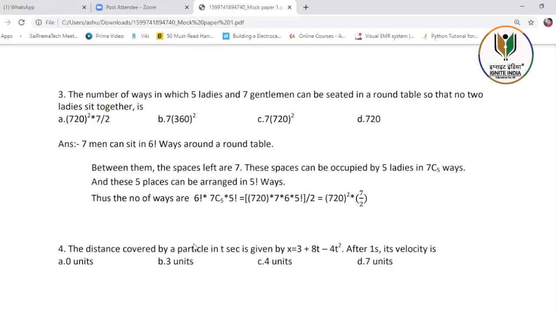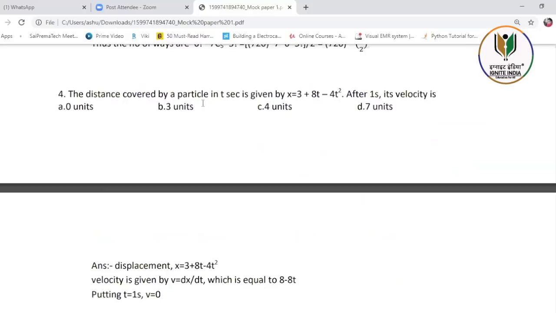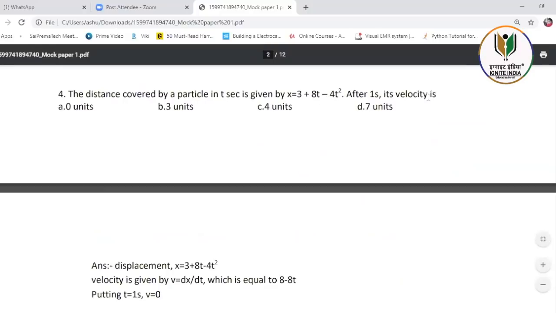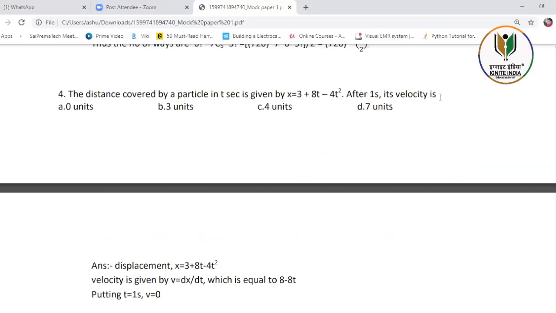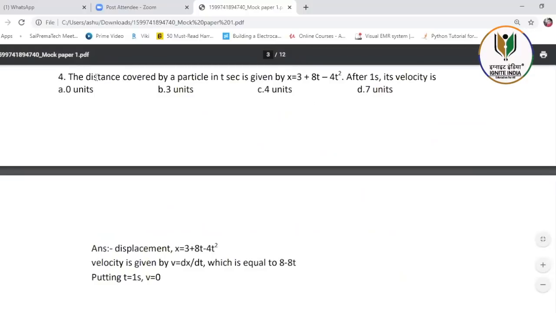Okay. The next question. Distance covered by a particle in t seconds is given by x is equal to 3 plus 8t minus 4t square. After 1 second, its velocity is. This is from minima and maxima. This is a very straightforward question. They have given x, distance, displacement.